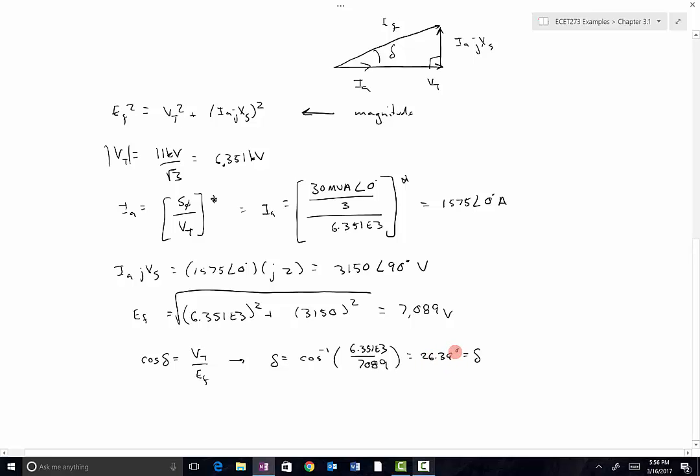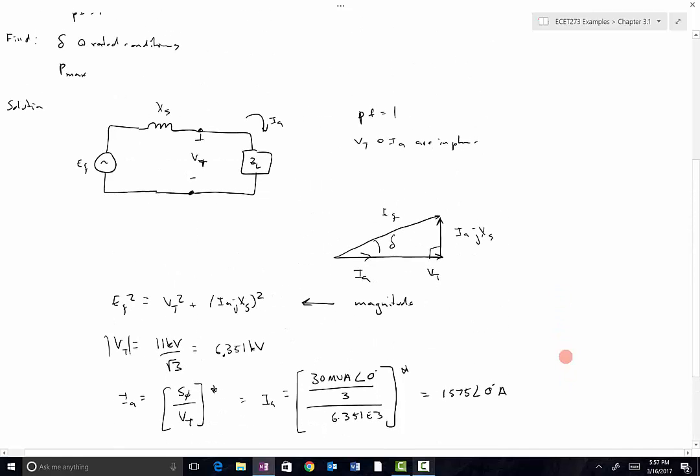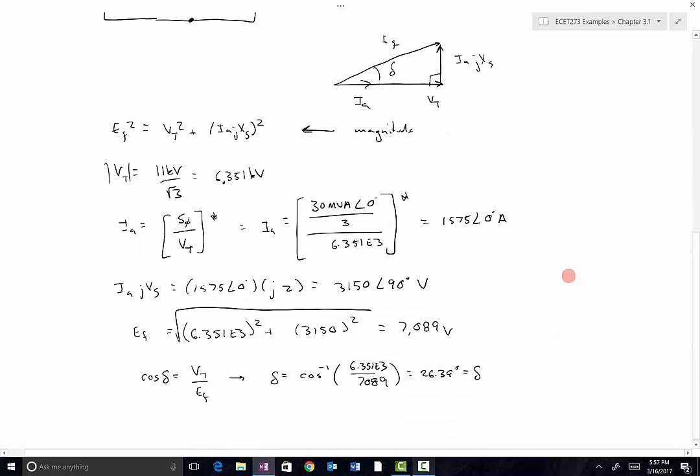The astute amongst you could recognize that we could have just done that with the tangent here. We could have taken inverse tangent to get that delta right there. That would have been fine too. I just wanted to show you again a calculation of the excitation voltage. So that gives us the power angle of the generator.